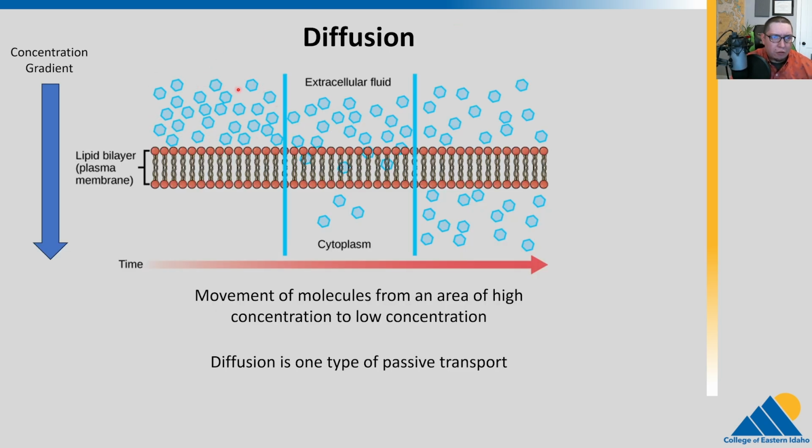So we looked at this example. We have a high concentration outside the cell, low concentration inside. That will move down the concentration gradient from high concentration to low concentration over time, and then they will equal out.